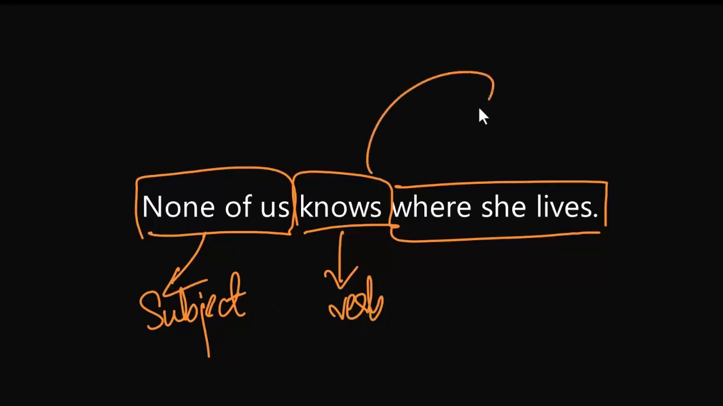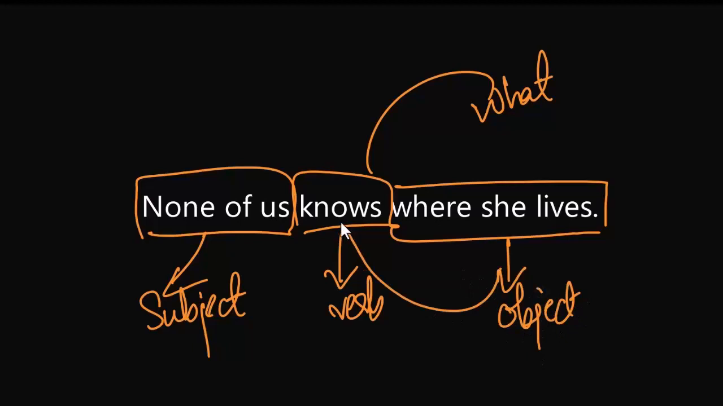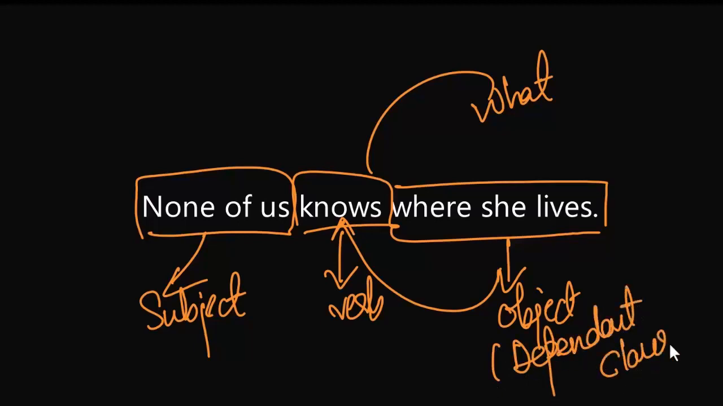Knows what? When you ask knows what? None of us knows what? Where she lives. And this is my object. This is the object of the verb, object of the verb knows. Knows what? Where she lives. And the object is basically a dependent clause. The object of this verb knows is a dependent clause.